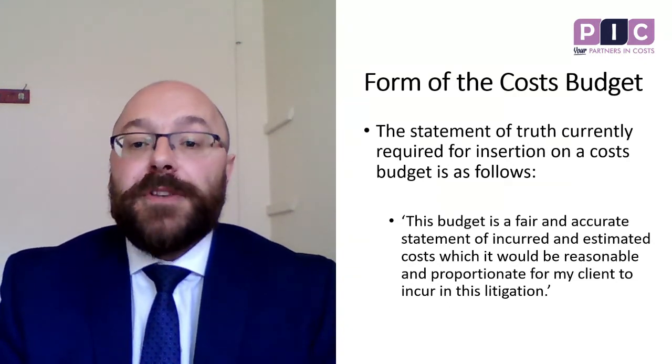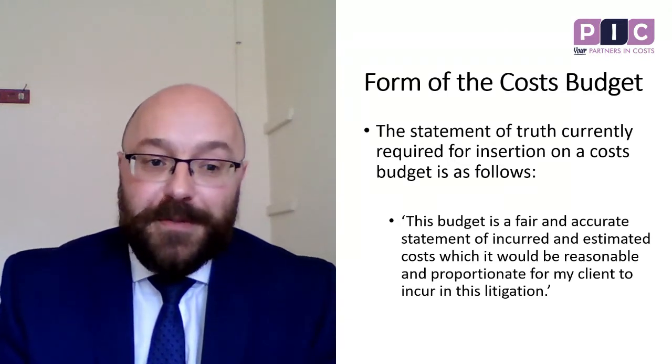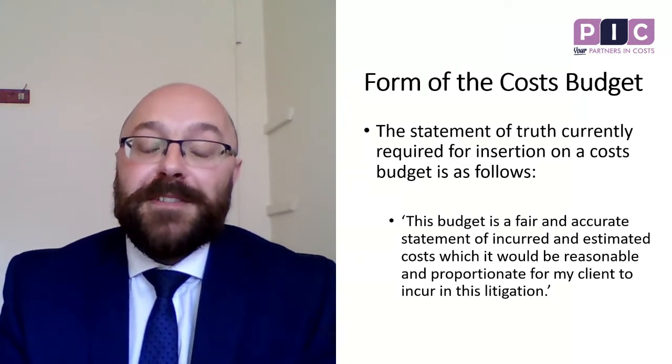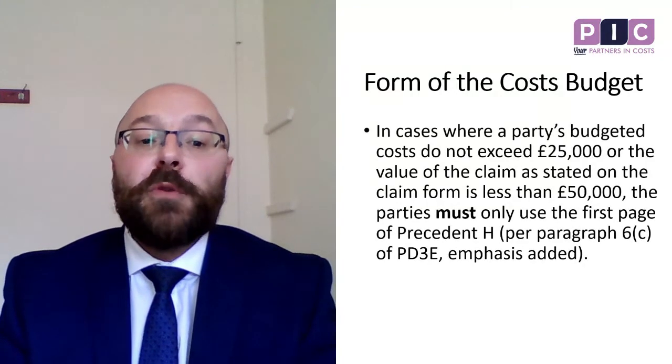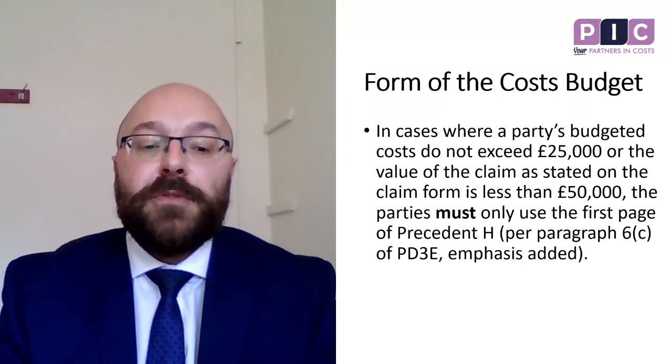What additional requirements are there? In cases where a party's budgeted costs don't exceed £25,000 or the value of the claim as stated on the claim form is less than £50,000, then the parties must only use the first page of Precedent H, so not the supporting documents or supporting pages which go behind it.